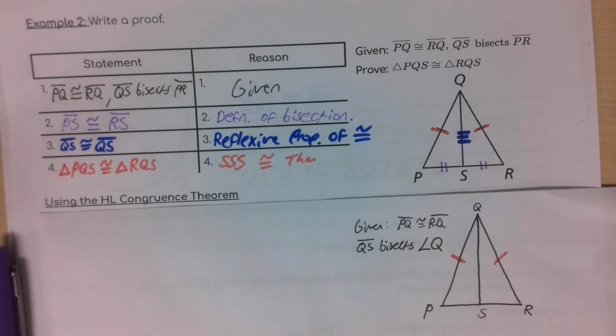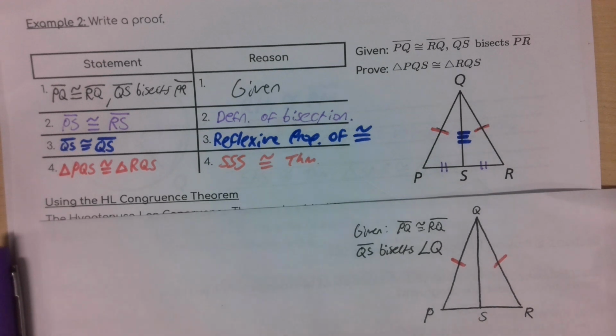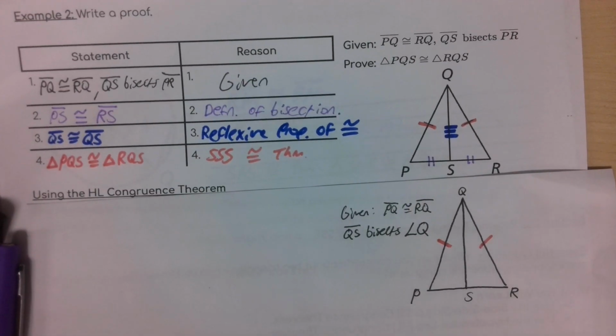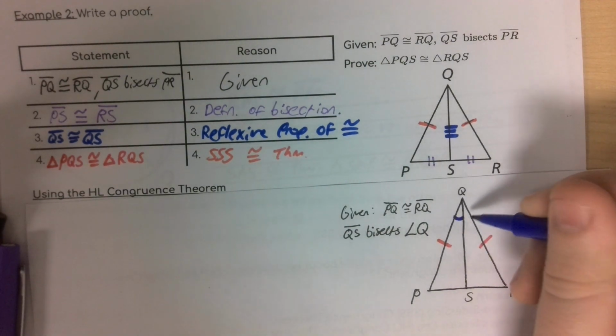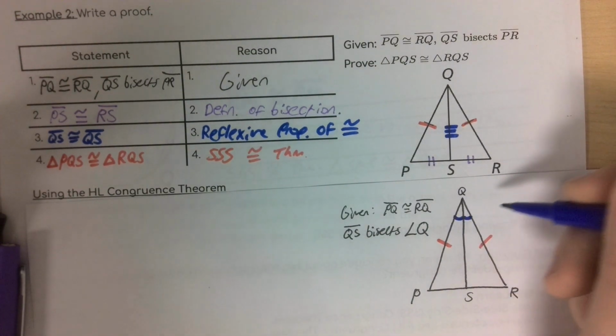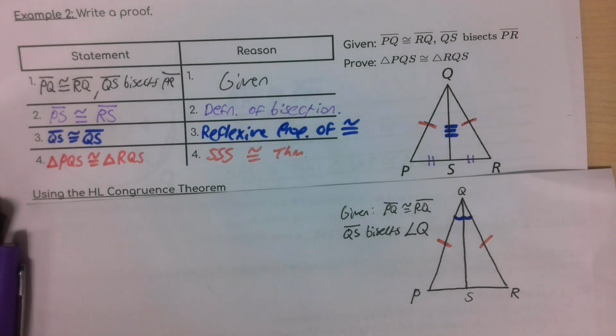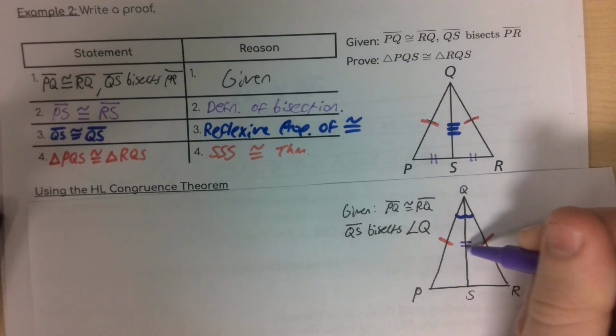All I did was change one piece of information slightly, and it completely changes how we can approach this proof. Well, if QS bisects angle Q, then that means that the angle itself is cut in half. It means that this left side of the angle is congruent to this right side of the angle. And once again, we can show that QS is congruent to itself.